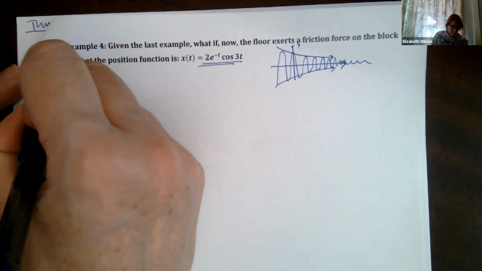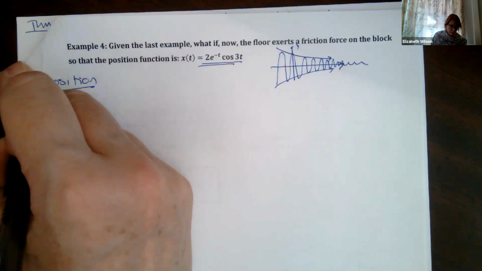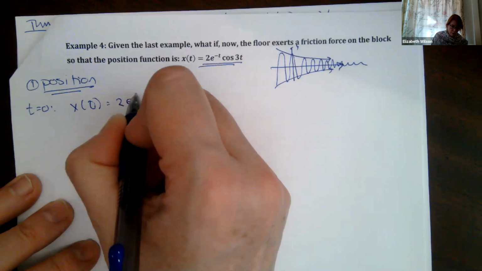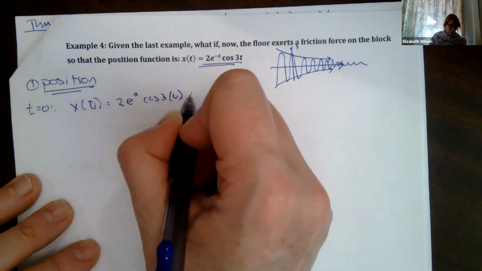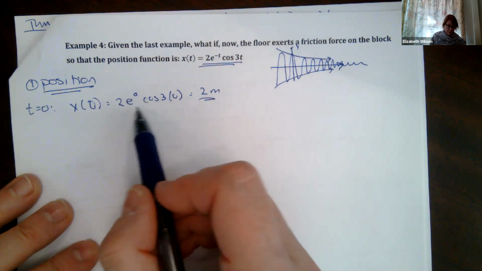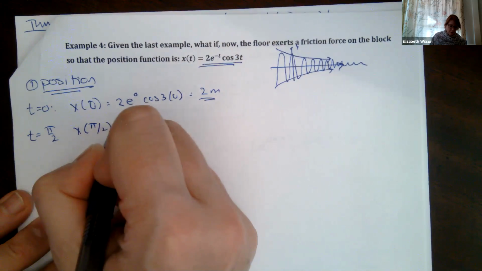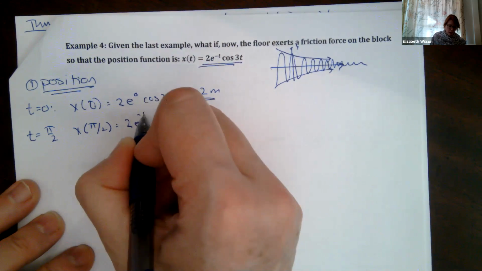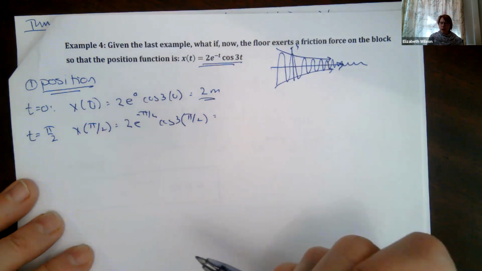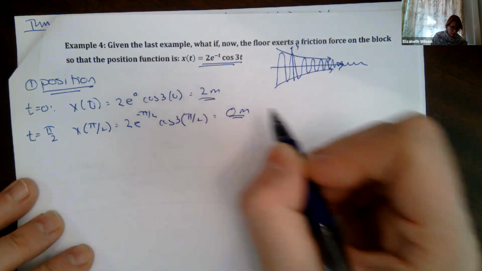So let's take a look at our position, which is this function right here. I'm going to go at t equals 0. What happens? x of 0 equals 2e to the 0 cosine of 3 times 0. This is equal to, again, 2 meters. e to the 0 is equal to 1, cosine of 0 is equal to 1. t equals pi over 2: this is going to be 2e to the minus pi over 2 cosine of 3 pi over 2. Cosine of 3 pi over 2 is equal to 0, so that dominates. So we're at 0. Let's take a look at our velocity.